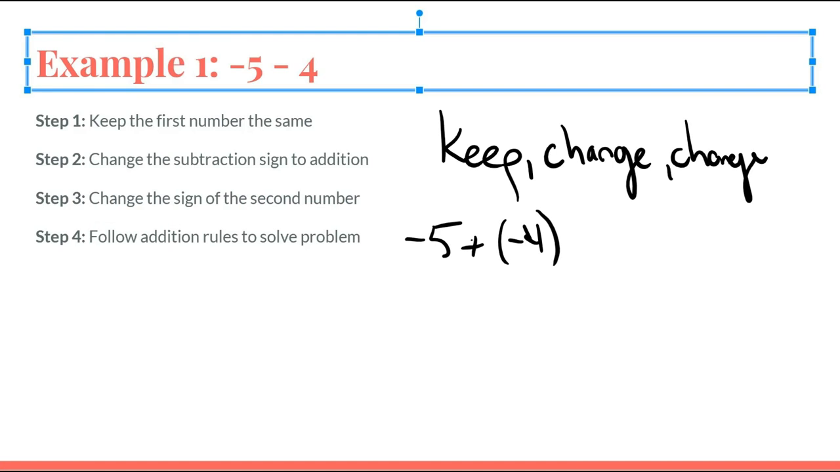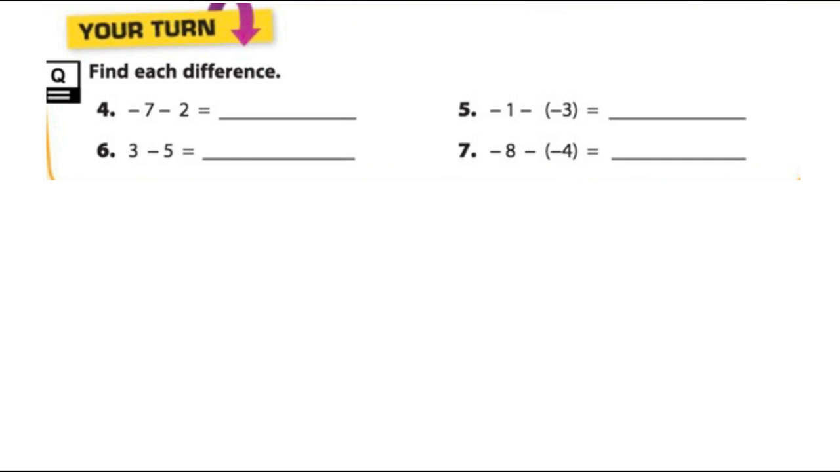Now we have it as an addition problem. We have an addition of the opposite. Turn it to addition, turn the 4 to the opposite of 4, it's -4. Then we just follow our addition rules to solve the problem. When we have two numbers that are both negative, we add them and we keep the negative sign. So 5 plus 4 is 9, and we keep the negative, so our answer is -9. If you keep, change, and then follow your addition rules. Take a second, try the your turn, and then come back and check your answers with my answers.